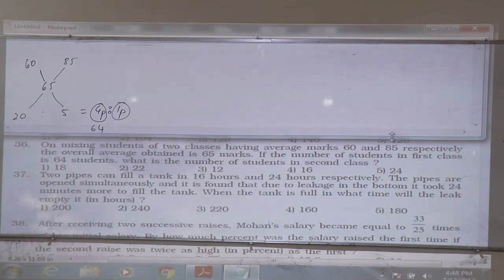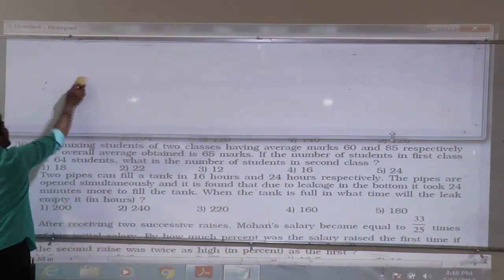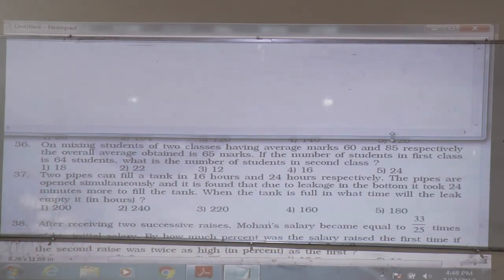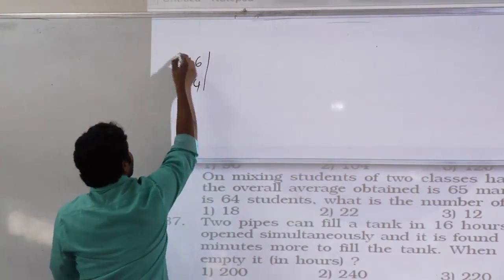Right. So 2 pipes can fill the tank in 16 hours and 24 hours respectively. The pipes are opened simultaneously, and it is found that due to a leakage in the bottom, it took 24 minutes more. So the first pipe can fill the tank in 16 hours and the second one can fill the tank in 24 hours. Let's go for LCM.